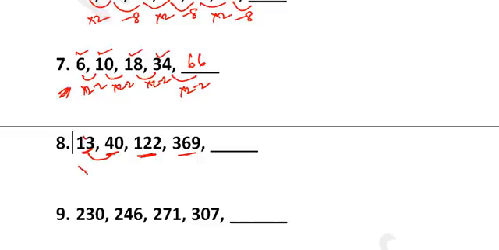So think of the numbers increasing rapidly, 40, 121. Think of multiplication logic. 13 threes are 39, plus 1, that will give us 40. 40 times 3 is 120, plus 2, that is 122. 122 into 3 is 366, plus 3, that is 369. 369 into 3 plus 4 will be our answer, friends. So 369 into 3 will give us 1107. If you add 4, you will be getting the answer as 1111.